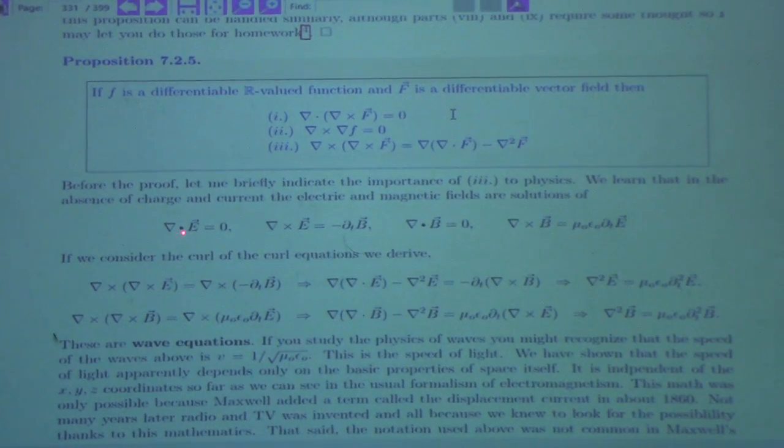I'm assuming that there's no charge and that there's no current in the space we're considering. If there was charge, this would be replaced with rho over epsilon naught, where rho is the charge density. If there was current, the curl would have another term over here, mu naught times J, where J is the current per unit area, the current density. And this would be Ampere's law if you add the current term over here.